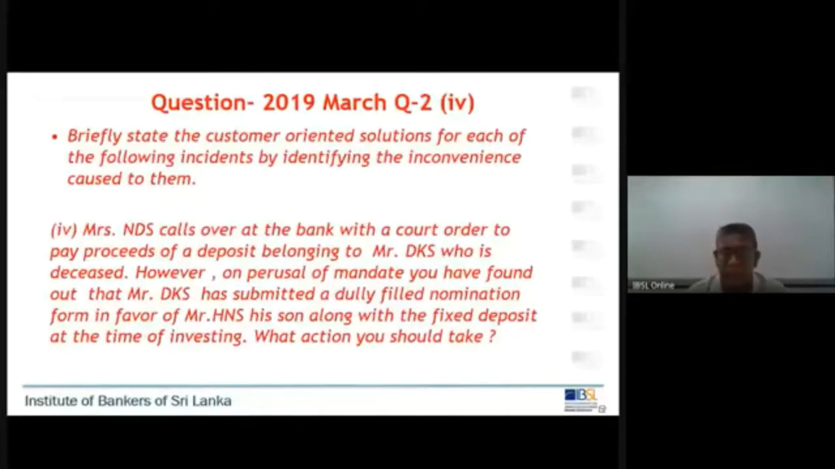Now, think about the words customer-oriented solution. The moment you say customer-oriented solution, you have to explain all these things. We need to assume that Mrs. NDS is also a good customer of our bank, right? So, therefore, we need to explain the situation very politely and without getting annoyed, right?